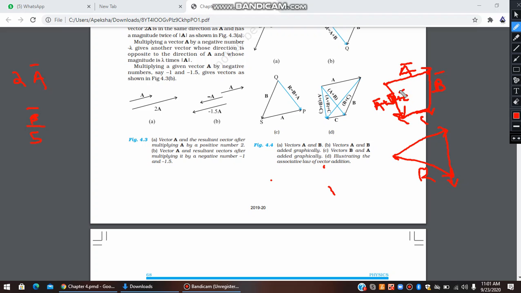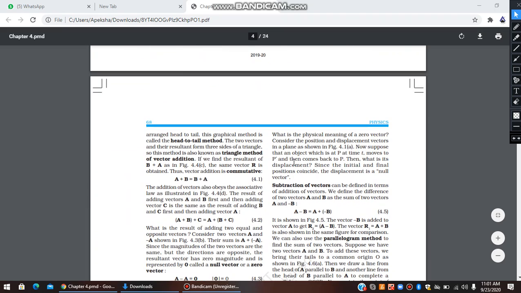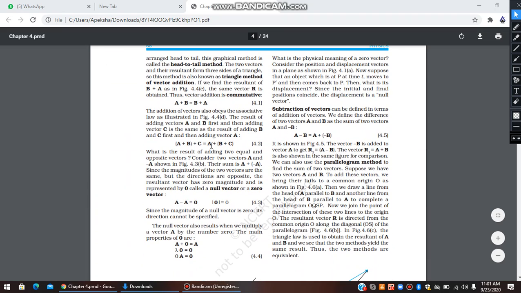If I join this and this, it would be a bar plus b bar. Perfect. So this is how it is. And this I've already told you, a bar plus b bar plus c bar. So we'll just stick to this only. Let's not confuse things. Moving on. So this we've already discussed.